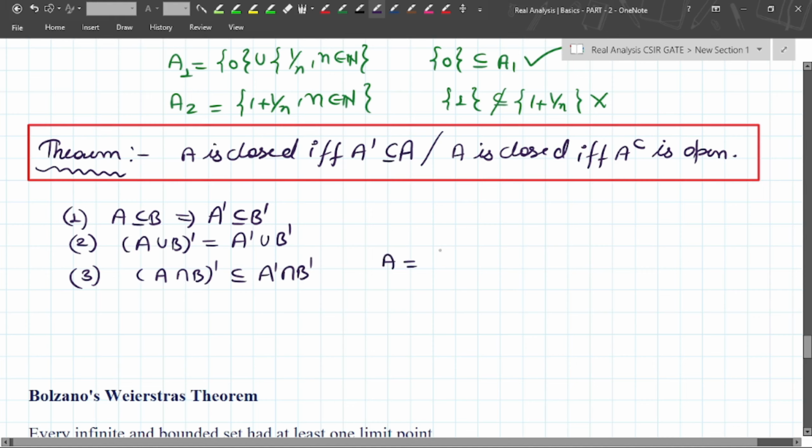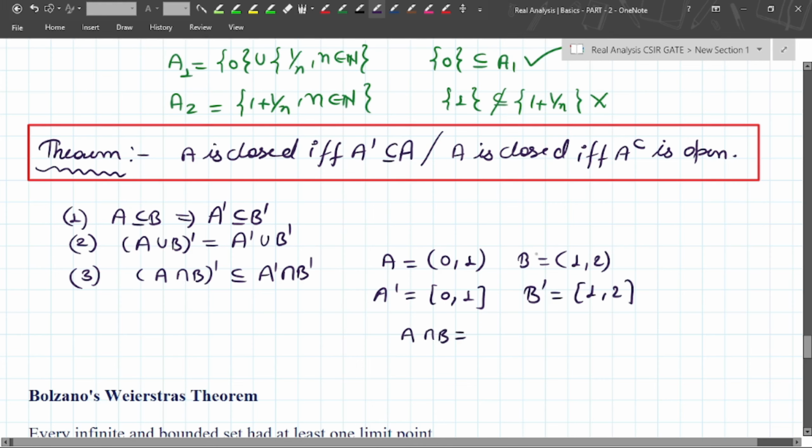For example, if I have A as (0, 1), then what is the derived set of this? It is the closed interval [0, 1]. If I have B as (1, 2), then the derived set is the closed interval [1, 2]. Let's see if I take A intersection B. What is this? A is 0 to 1, and the intersection has nothing in it. But if I take the intersection of the derived sets, 1 will be there. Now you can see the two are not equal.